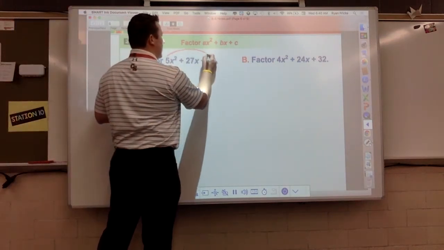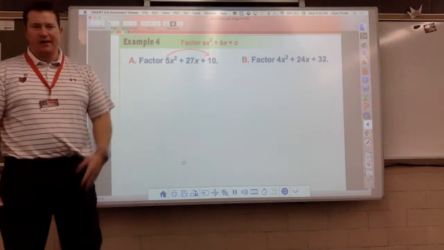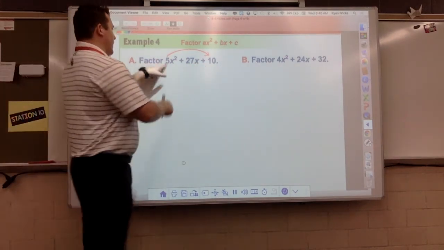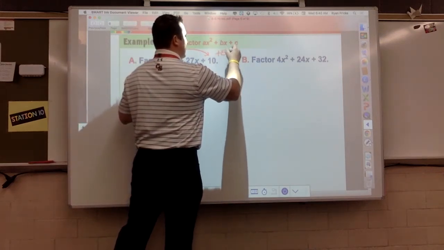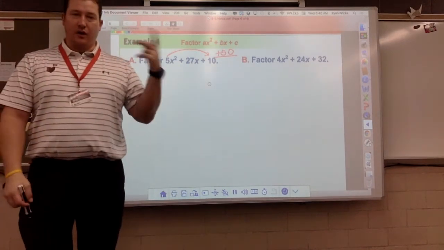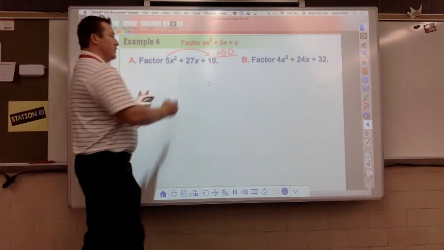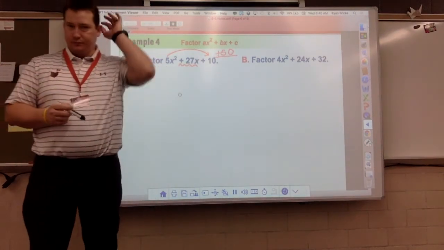Now I need to multiply, right? Because I'm not looking for just factors of 10 here. I don't know who figured this out, but they're pretty smart. 5 times 10, guys, is 50, in this case, positive 50. Those are all the factors I want to look for now that will add up to 27, okay?